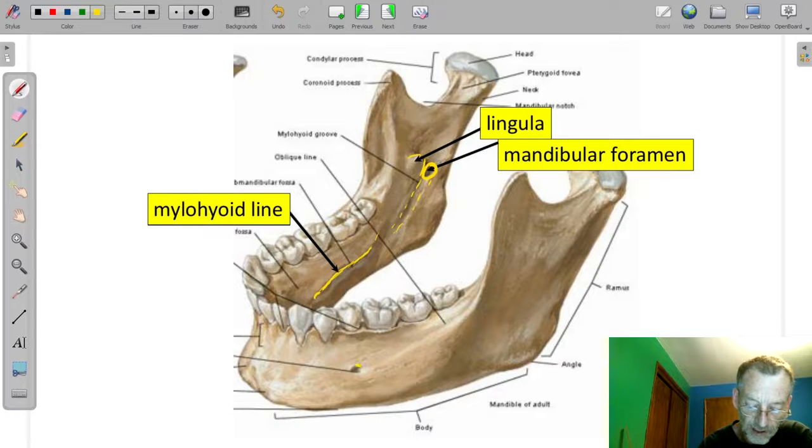What is this foramen out here on the body of the mandible? It's not the mandibular foramen. Next slide.